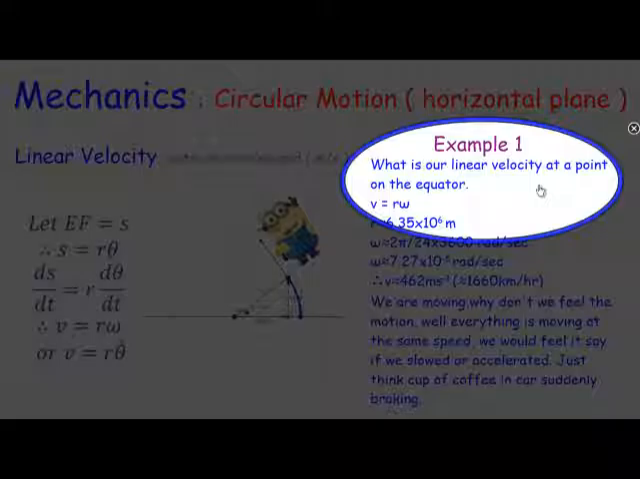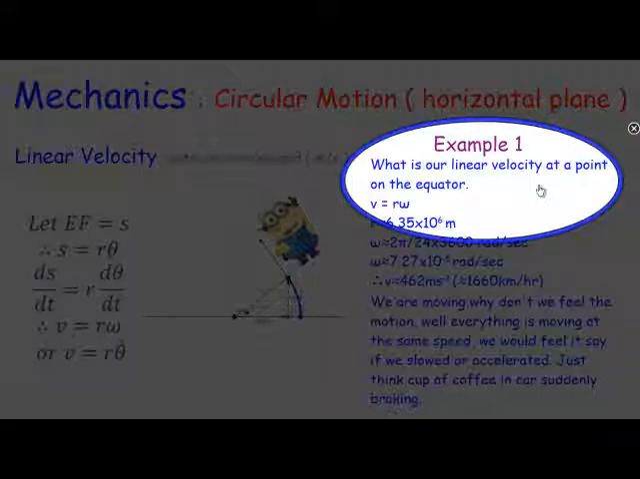What is the angular velocity? Well, we know it travels around 2 pi radians in basically a day, 24 hours, just roughly. And you can see here it's about 7.27 times 10 to the minus 5 radians per second. So if you use v equals r omega, we will have an instantaneous linear velocity of about 462 meters per second, which is quite quick, 1660 kilometers per hour.